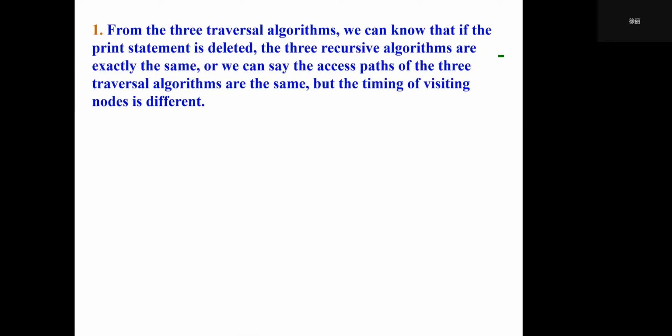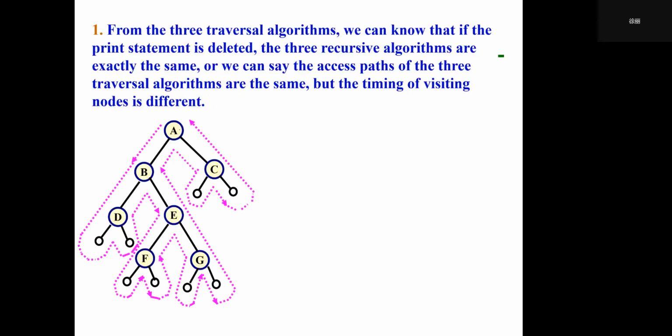Okay. From the three traversal algorithms, we can know that if the print statement is deleted, the three recursive algorithms are exactly the same. Or we can say the access paths of these three traversal algorithms are the same, but the timing of visiting nodes is different. That's what we have talked about when we talked about recursive programs. Do you remember?